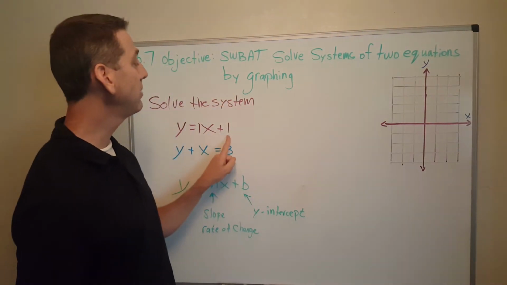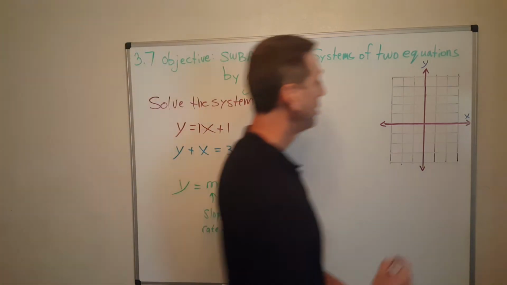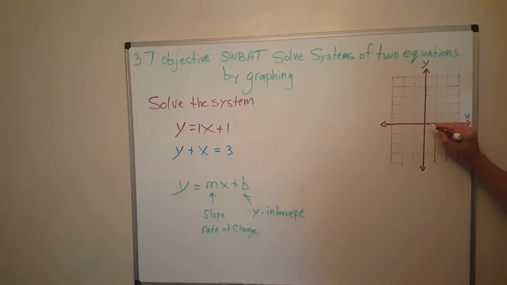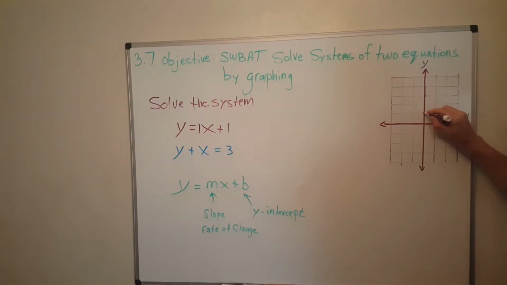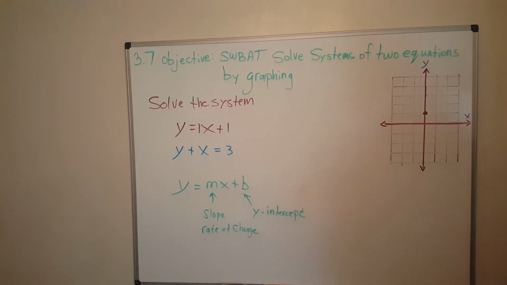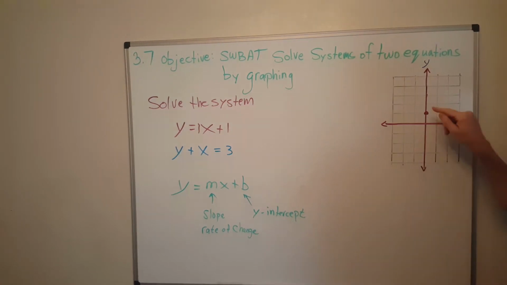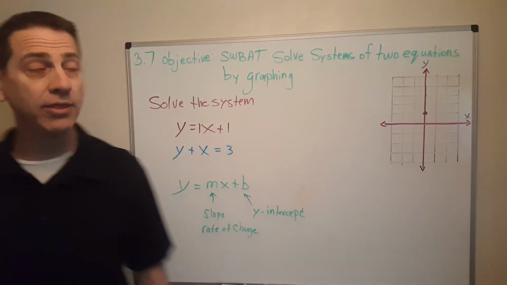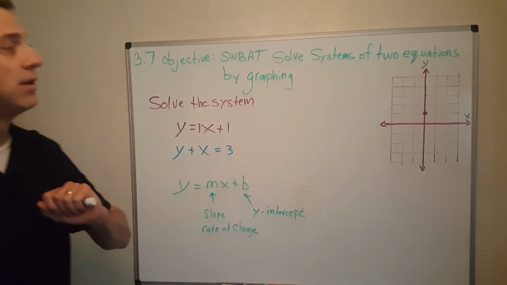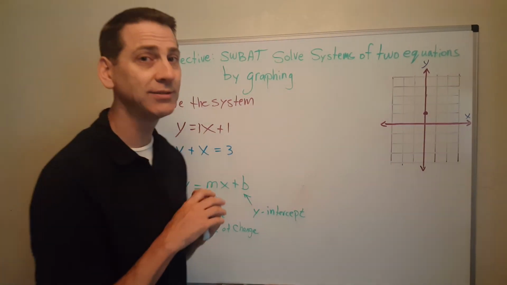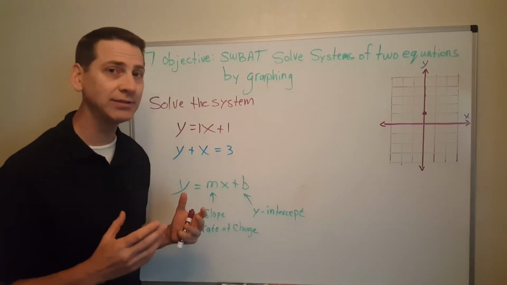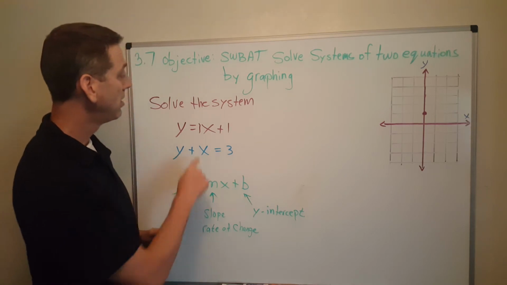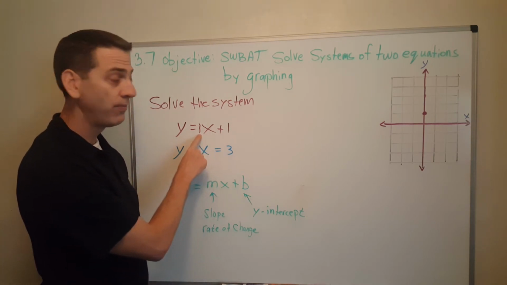My y-intercept is 1. So I'm going to come over here, and I'm going to say, okay, there's where it's going to cross my y-axis, right? At y equals 1, it's going to cross it either this way or this way, okay? So there's my first point. Okay, but I need at least 2 points to graph. How do I find that second and third point? Well, I use my slope.